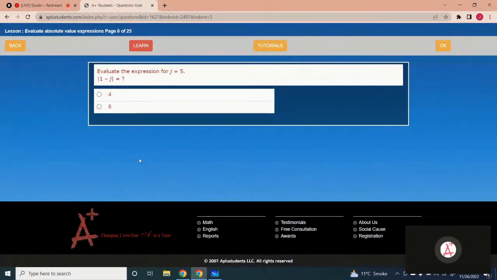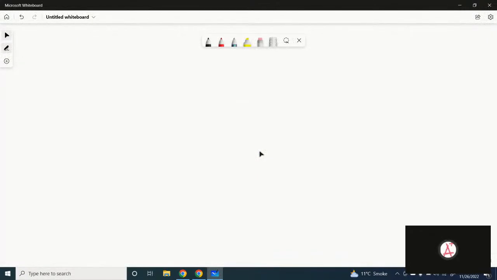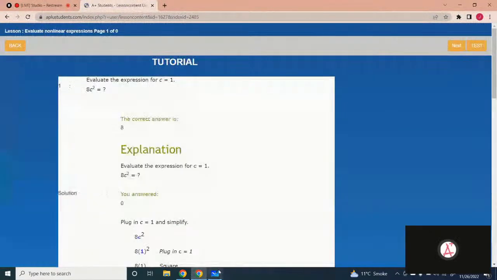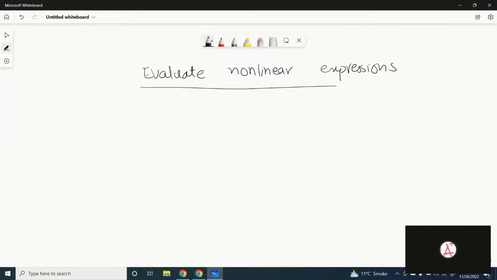Okay, you can complete the test by yourself later today. Let me just move on to the next topic. Got it? Okay, the next topic is evaluating nonlinear expressions. Let me write down the lesson name. Evaluate nonlinear expressions.